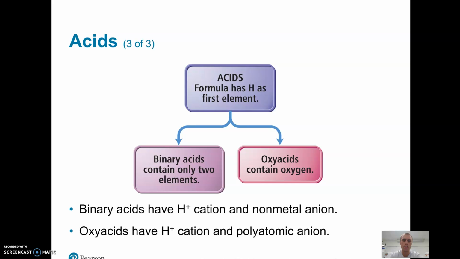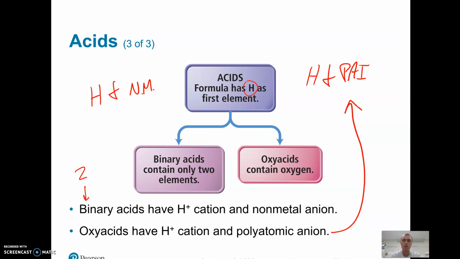So here's the start of the flowchart for acids. We're going to identify it based on H being first. A binary acid, binary meaning two, has only two elements within the compound. One of them is going to be H, and the other is going to be some nonmetal. That's how we're going to identify those. Oxyacids have H and a polyatomic ion. That's how we're going to differentiate between binary acids and oxyacids and continue on our flowchart.